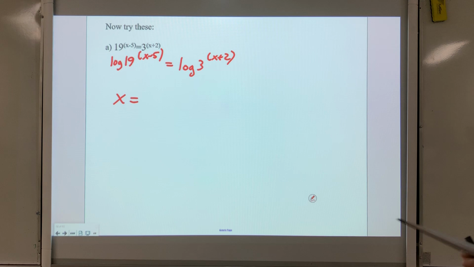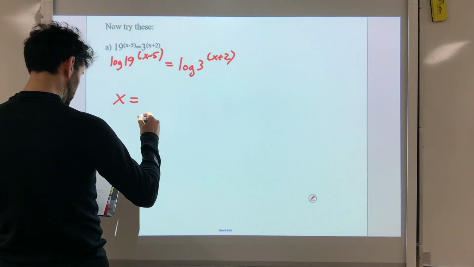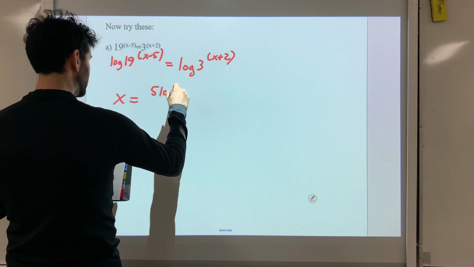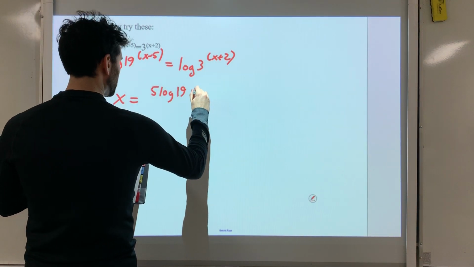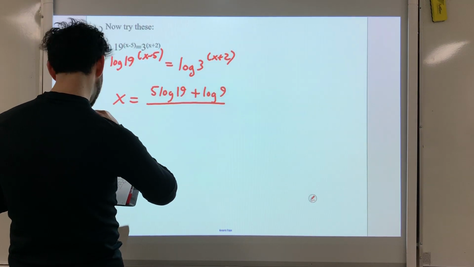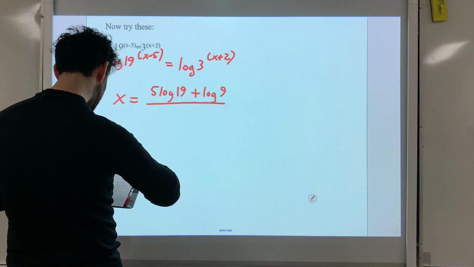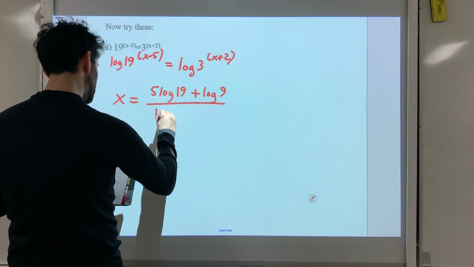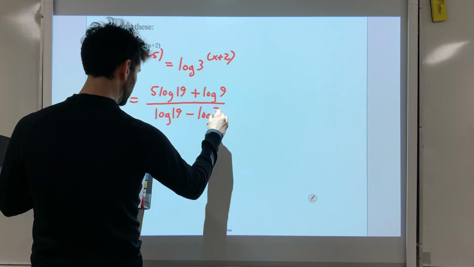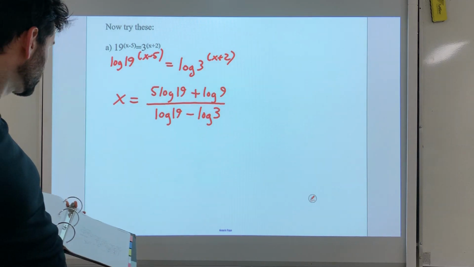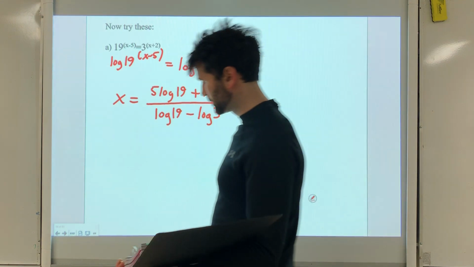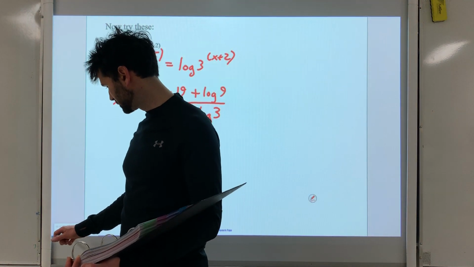Oh, it's an ugly one. Oh, it's very ugly. Oh, so ugly. We're going to get 5 log, is that a 19? Yeah, it is. Log 19 plus log 9 divided by log 19 minus log 3. Okay, beautiful, great, wonderful. Okay, yikes, ugly, ugly. Email me if you're having trouble, for sure.